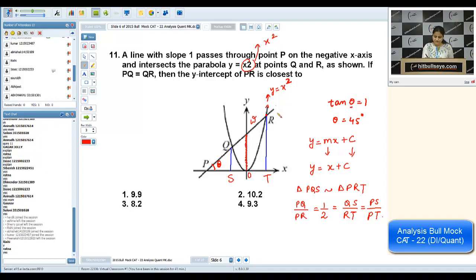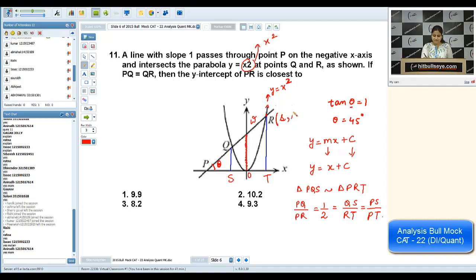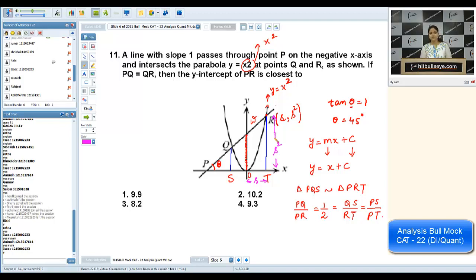So if I take the coordinates of R, since it is lying on a parabola, let its coordinates be (s, s square). What do you mean by coordinates? The first thing represents the abscissa and the second thing represents the ordinate. So we can say that this length is s and this length is s square. That is the meaning of the coordinates of a point.